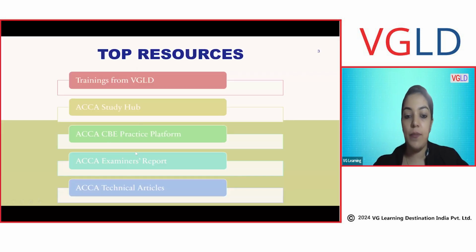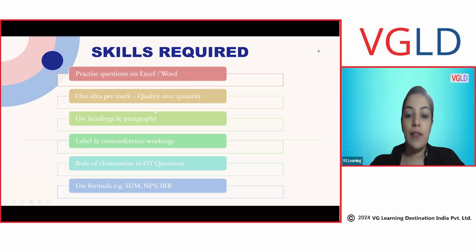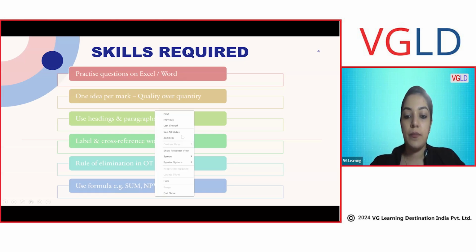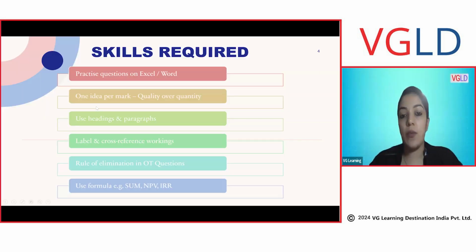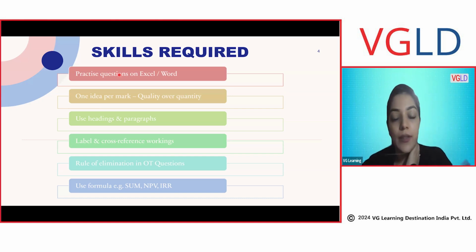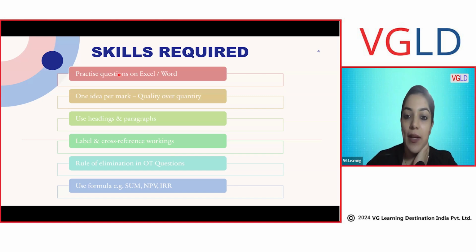So we have covered all of these 5 parts. Now moving on, what are the skills required to pass the exam? So first one is practice the questions on Excel or Word. We have already covered that at length, that you're going to be practicing on Excel or Word.